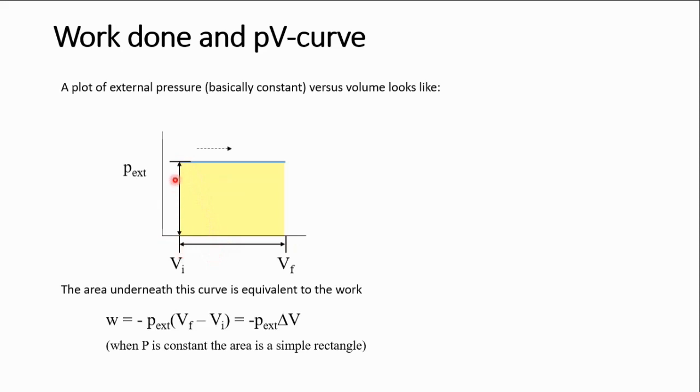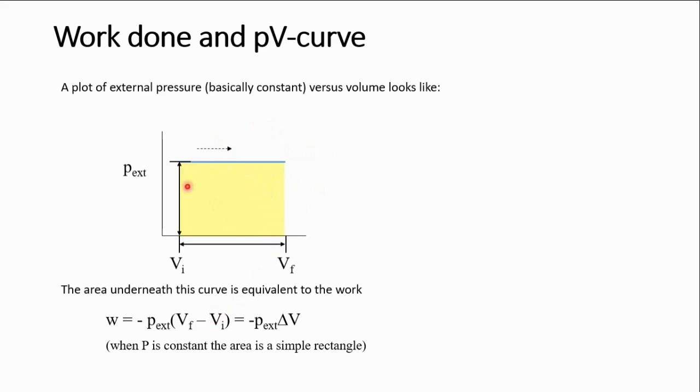The length of this side is P, PEX, if you want to call that, the external pressure. Whereas the length of this side is VF minus VI. Right? So it is the same thing as the formula for work. So work, we know, is equal to minus PEX times VF minus VI. So what we have done here is to prove that the work is equal to the area beneath a PV curve.